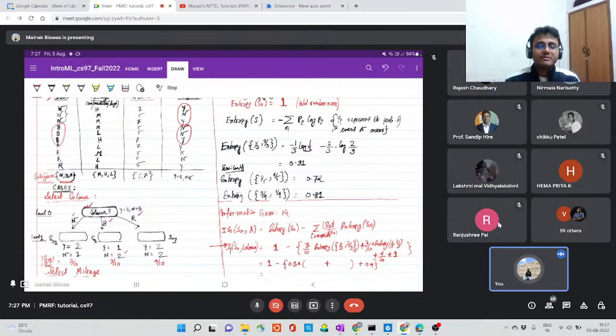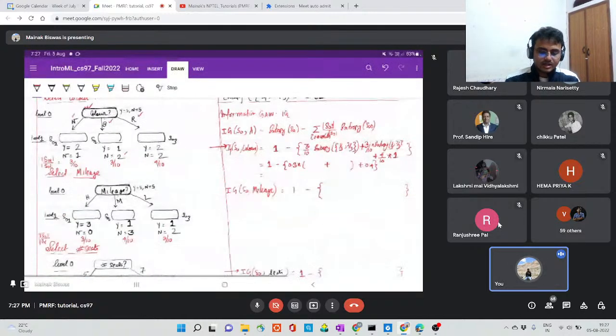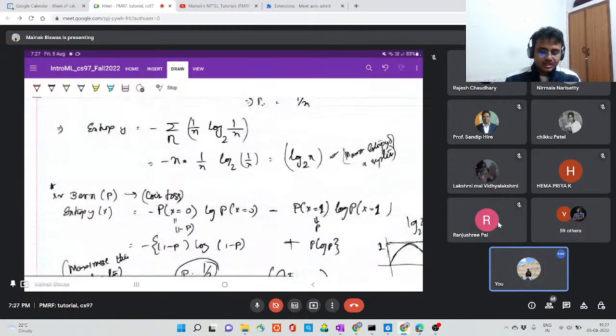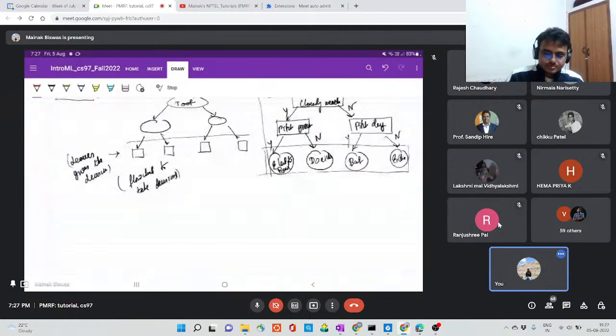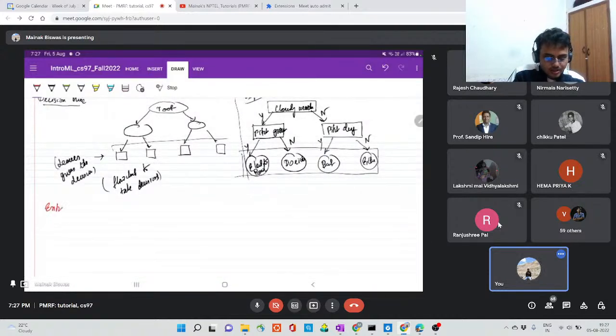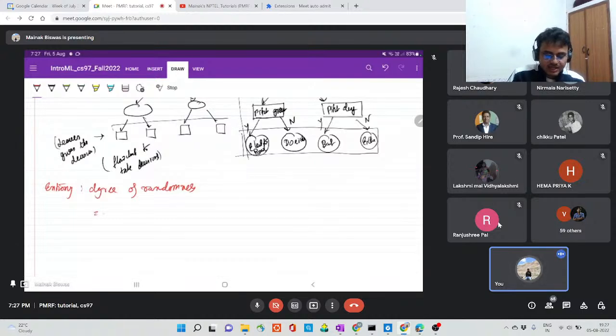So I gave you this example of entropy, right? Entropy is the degree of randomness. So one thing we can do is have something like initial randomness minus final randomness, and we name this as information gain.